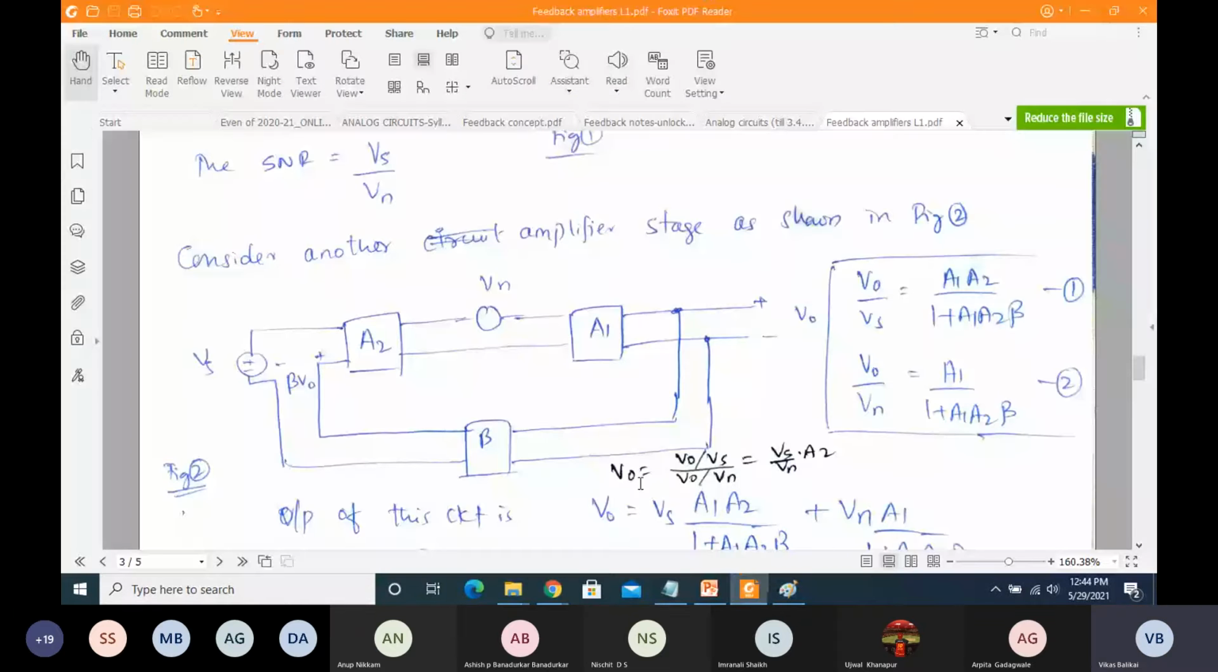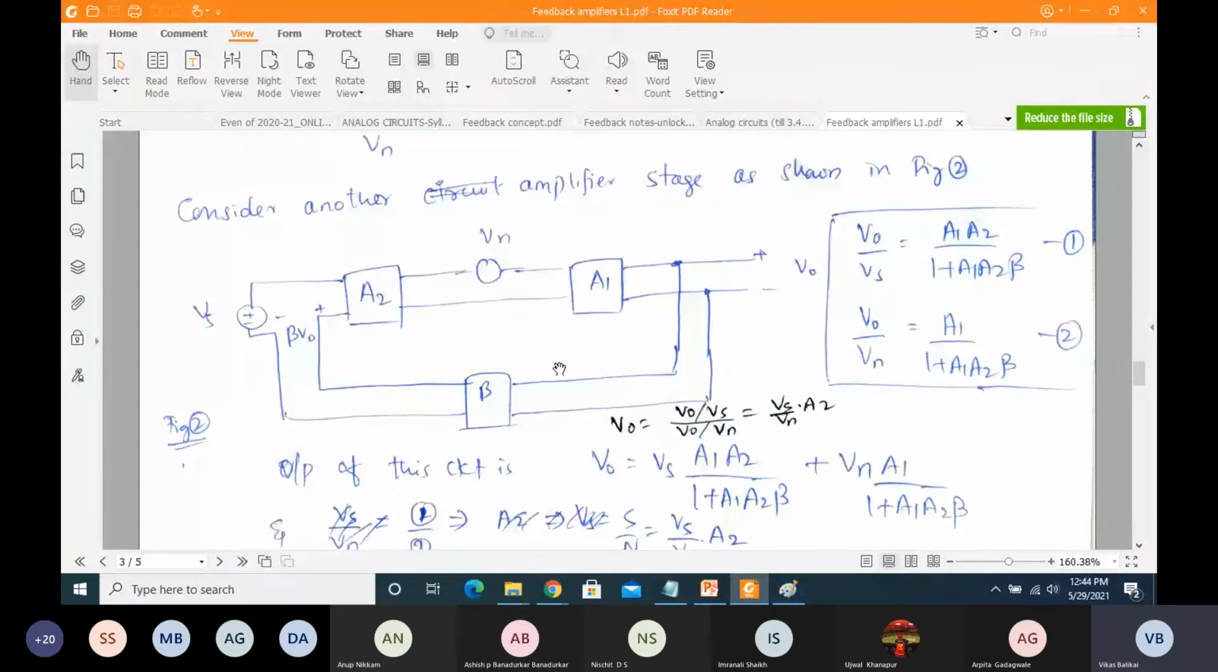Okay, so this is one of the main advantages of noise reduction. This is my second outcome with respect to noise reduction.